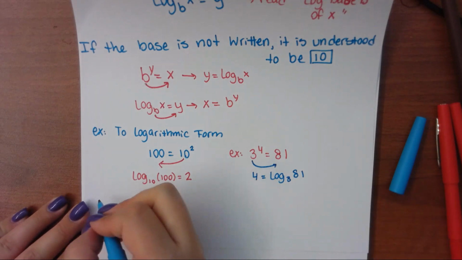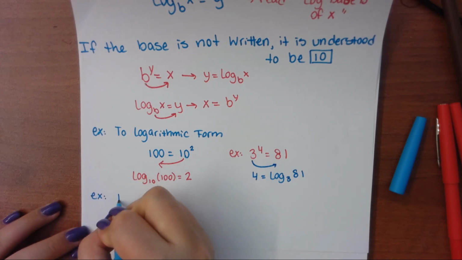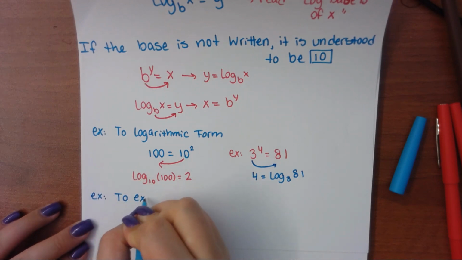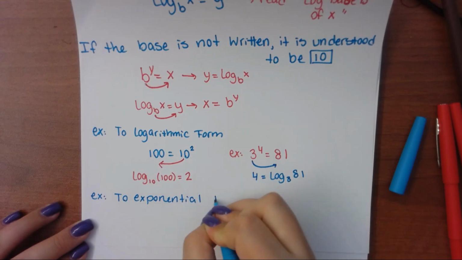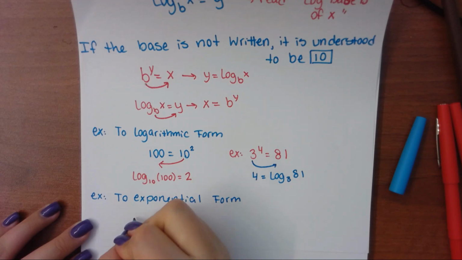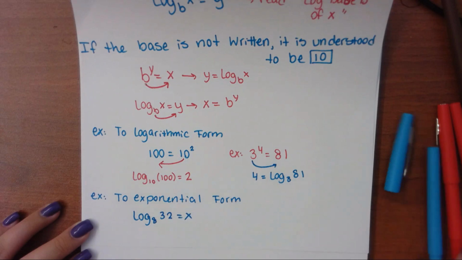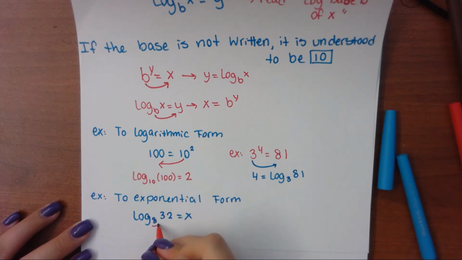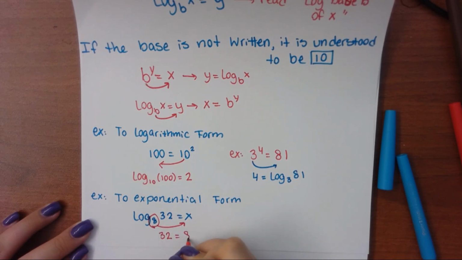If we wanted to go from logarithmic form to exponential form, we would say maybe the logarithm is log base 8 of 32 is equal to x. Then we would take the base that is over here, and we would make it the base over here. So we're going to drop the logarithm, have 32 equal to 8 to the x power.